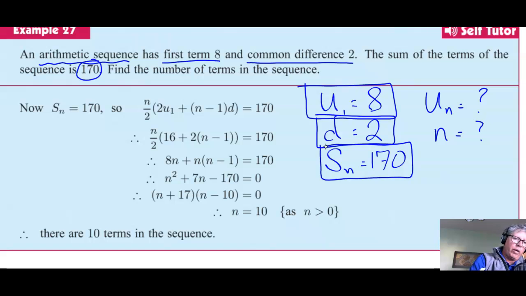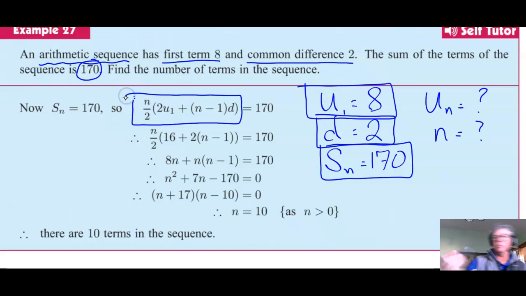So we're going to start out with this formula. Why did we pick that one? We could pick either one. The other one, man, we don't know two things. We don't know the last term or n. So maybe this would probably be a little bit better since we know everything but one. Interesting though, that one variable shows up twice.